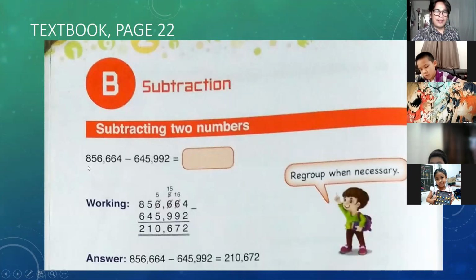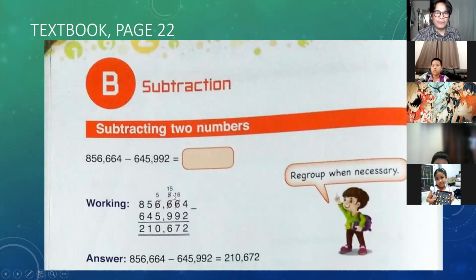So the equation 856,664 minus 645,992 is equal to blank. Regroup when necessary. Okay, so you have to regroup. So 4 and 2. 4 minus 2 equals 2. 6 becomes 16. We borrow from 6. So 6 becomes 5. 16 minus 9 equals 7. Okay. 5 minus 6 cannot be.